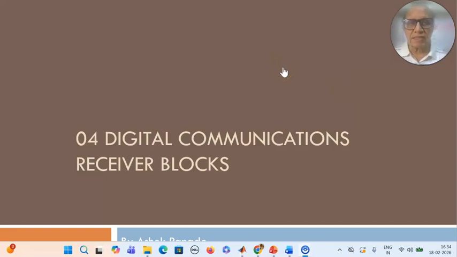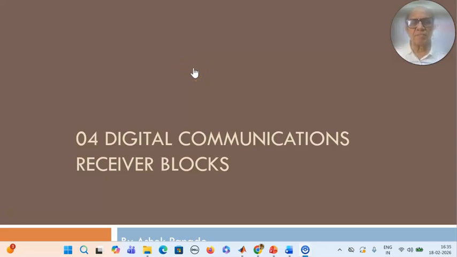So this is the fourth session on digital communications, and we are going to study the block diagram of a receiver. Now the study of blocks in the receiver will be comparatively simple because we have already studied all the transmitter blocks in some detail. So this study is simple because every operation in the receiver will be inverse to the corresponding operation in the transmitter, and also overall the operations are in the reversed order.